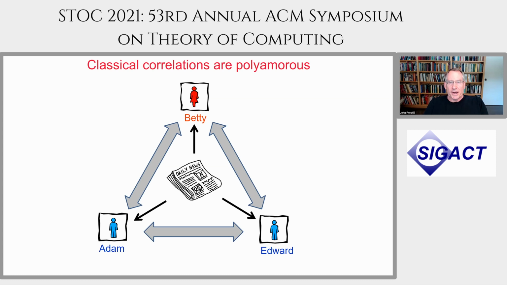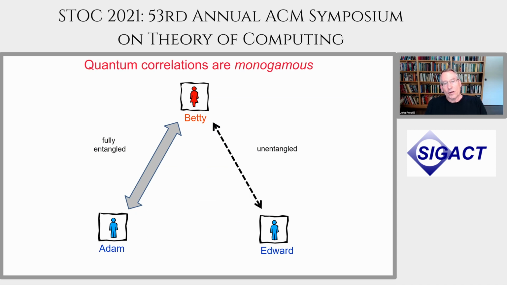In classical information, correlations are what we call polyamorous. That means they can be shared by many parties. Betty and Adam could read the same newspaper, so they have shared information and they become correlated with one another. But there's nothing to prevent Edward from reading that same newspaper, and then he's just as strongly correlated with Betty and with Adam as Adam and Betty are with one another. But quantum correlations are different. They are harder to share.